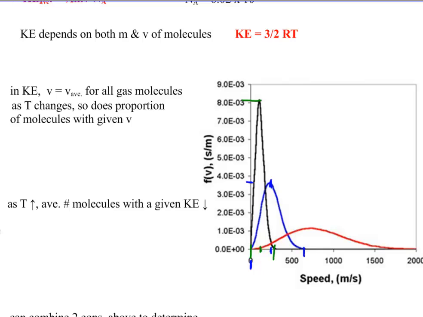My third temperature, the highest temperature, the range is broader yet. So I have all kinds of different speeds that my particles can have, really slow or really fast. And even fewer of them now have the average speed because, again, the range is so broad. So what we see is as the temperature increases, the percentage of particles that have the average kinetic energy decreases, but the range of those kinetic energies is much larger.